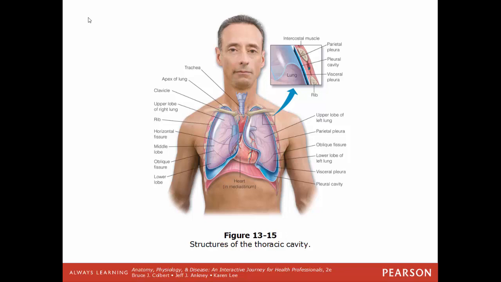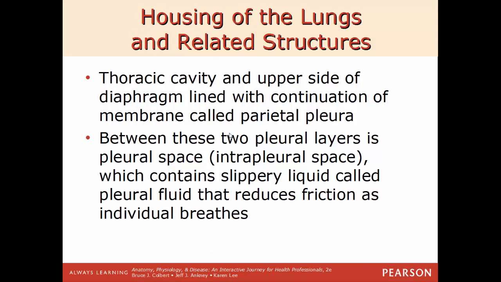Here's an image of the structures of the thoracic cavity. They have the lungs that are wrapped in a membrane-bound sac, and actually it's a double membrane layer. One layer lines the surface of the lungs itself, the visceral pleura, but then that pleura will wrap back around onto the inner lining of the thoracic cage and also on the diaphragm. And that continuation of the pleura is called the parietal pleura.